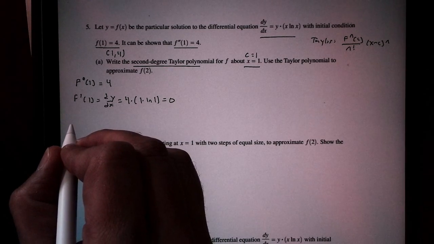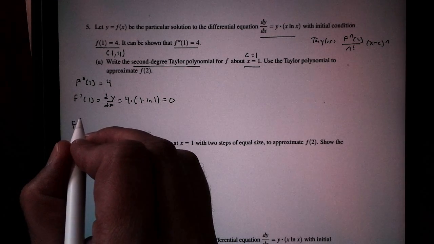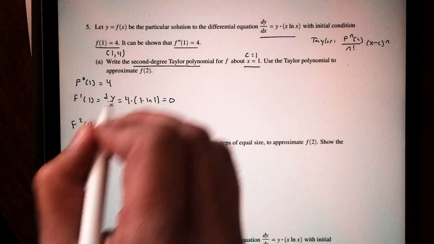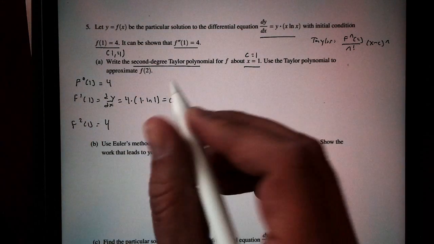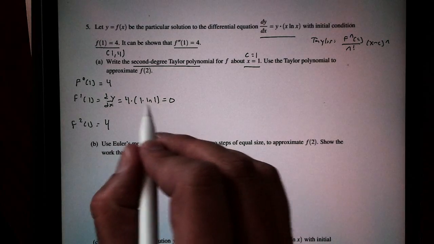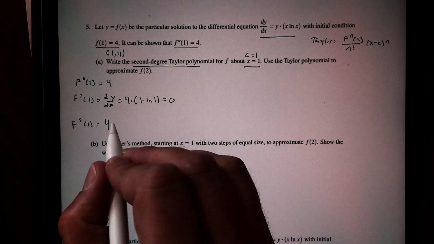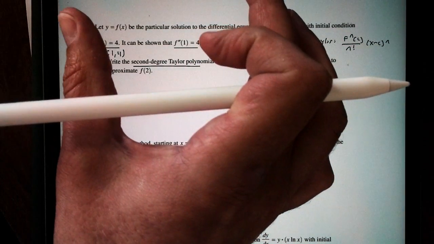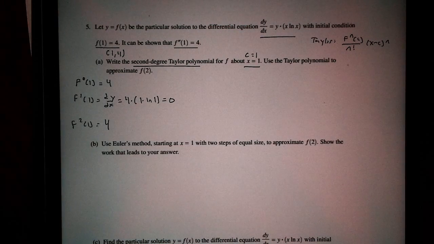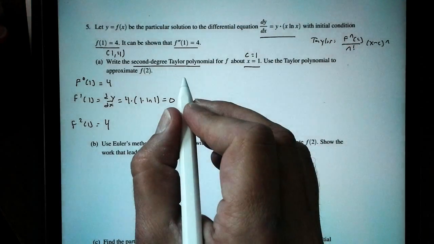And we can also take a look at the value of the second derivative at 1, and they tell us that's 4. Interesting. Now, just thinking about this, notice for a function, it has a horizontal tangent at (1, 4), and it's concave up. So we already know that this is going to be a minimum value right there. Maybe we might see that. I don't know, I haven't gotten that far yet.